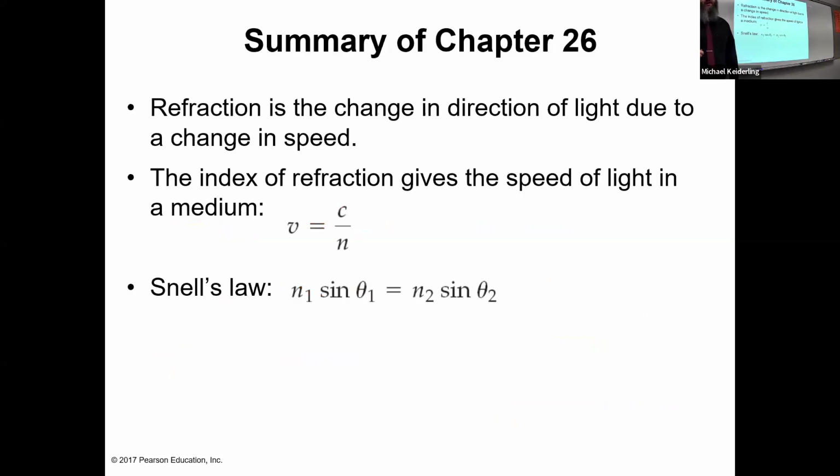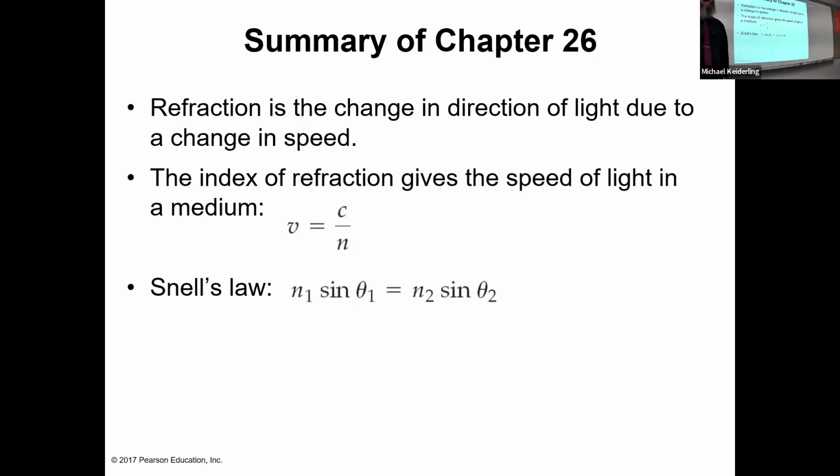Refraction is the change of direction of light due to a change in speed. The index of refraction gives the speed of light in a medium, where the speed is c over the index of refraction. So the index of refraction is c over the speed. So the bigger the index of refraction, the slower the light is in that medium.